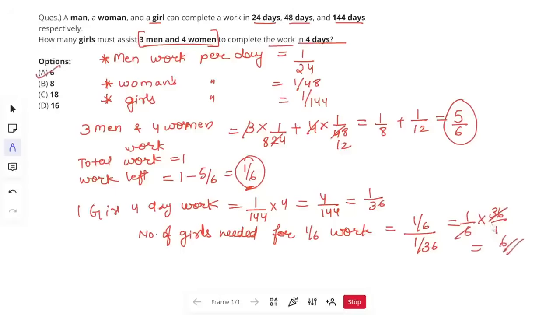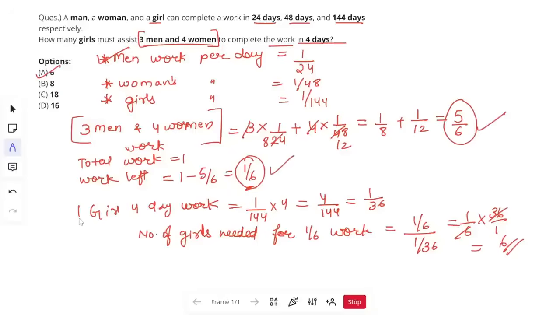Hope you have understood it. If you have not understood it, I would highly suggest to revise it once again. You will easily get it. First of all, we were given the data, that is men's work, women's work and girls' work, and how many days they will take to complete. Based on that, we have taken the work done per day. Men's per day work is 1 by 24, women's per day work is 1 by 48, and girls' per day work is 1 by 144. Based on that, we have calculated the work done by 3 men and 4 women, which is going to be 5 by 6. So the total work was 1 and remaining work is 1 minus 5 by 6, which is 1 by 6, and this remaining work needs to be done by girls.